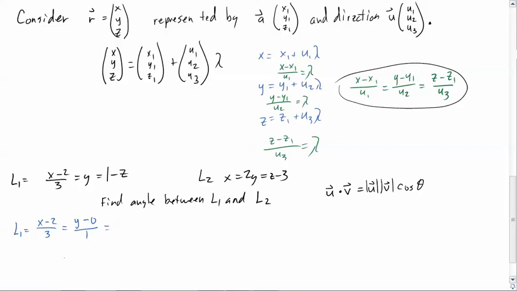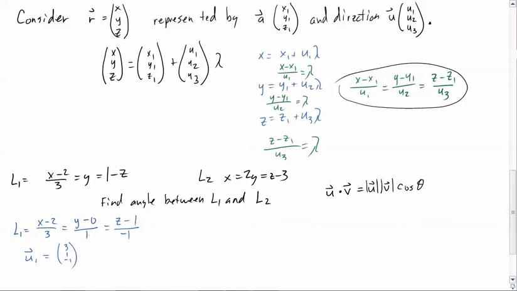And then the 1 minus z I'm going to rewrite, and notice that it's z minus z1, so I'm going to have to go z minus 1. Now, in order to get the z in front, I'm actually going to need to divide by -1. So that means that the direction vector for L1 is 3, 1, -1, right? It's the numbers on the bottoms of the fractions.